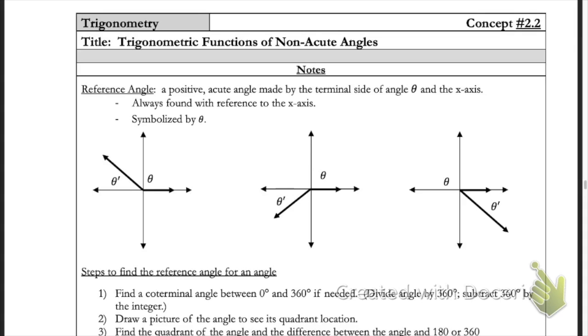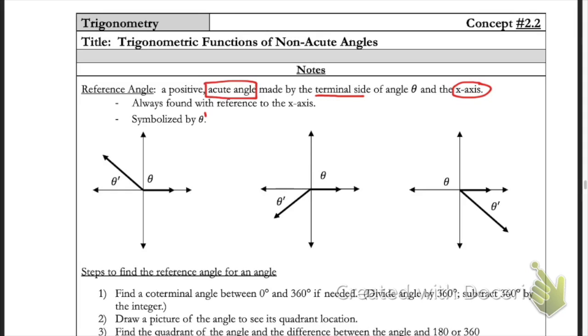This is a positive acute angle made by the terminal side of angle theta and the x-axis. Key words here: it's got to be an acute angle, smaller than 90 degrees. Terminal side. Remember, this has to start with the side touching the given theta angle. And of course, the x-axis. That is very important. Notice there is a little typo. It should be theta with a prime, a little apostrophe.